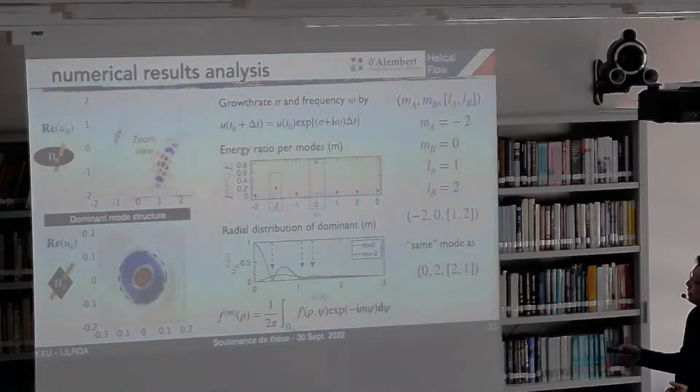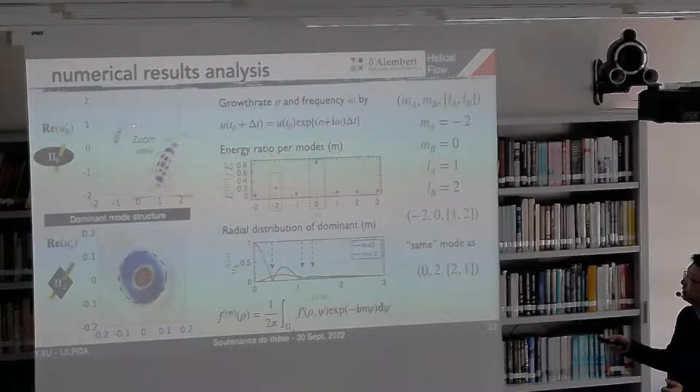We now pass to the elliptic short wave instability. Here is how we analyze it. You can find one of the dominant modes we found during our simulation. Here is this view at the P0 plane. It's a zoom view of the vorticity.